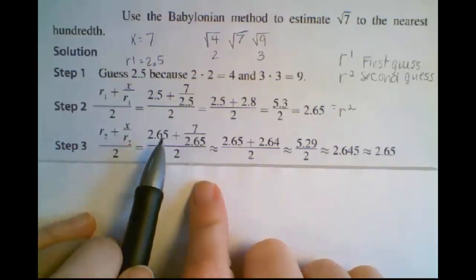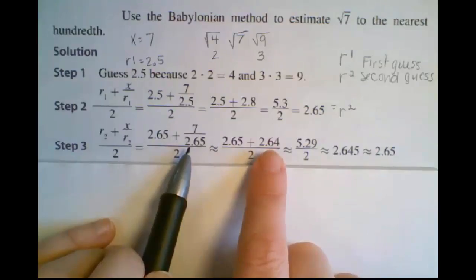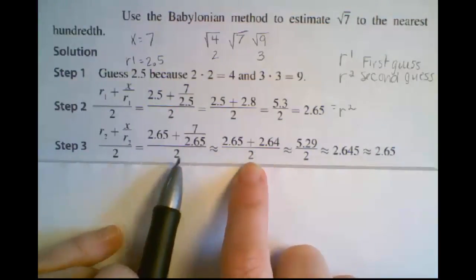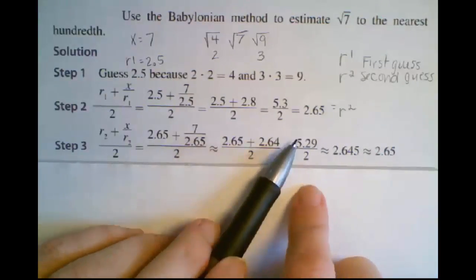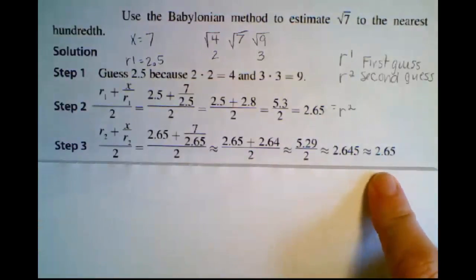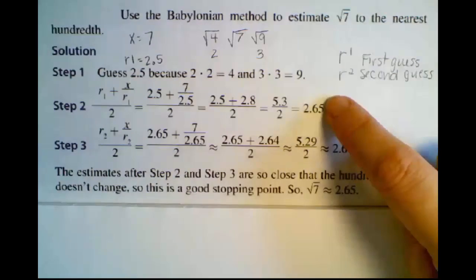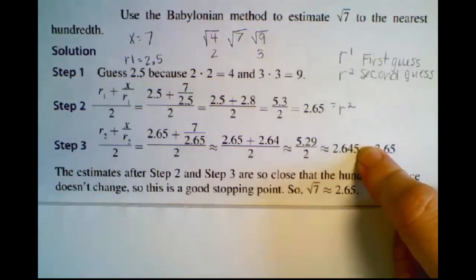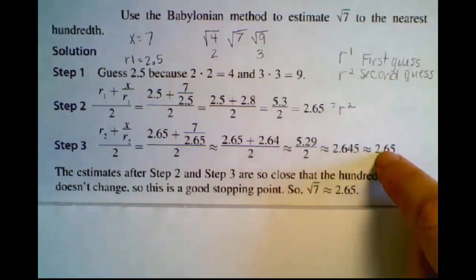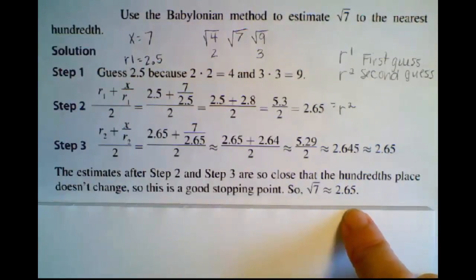So then we have 2.65 plus 7 divided by 2.65 is 2.64. Add these two together and divide by 2. You get 2.645, which rounds to 2.65. This would be your R3, your third guess, if you wanted to go that far. However, the second guess and the third guess are the same, or they're so close. So we are going to estimate that the square root of 7 is about 2.65.